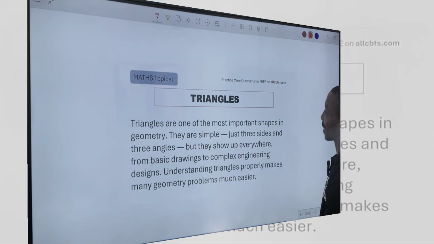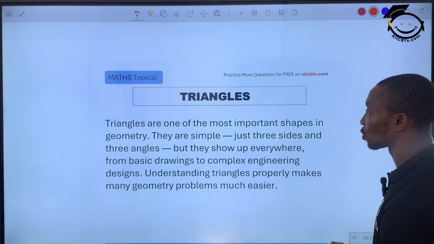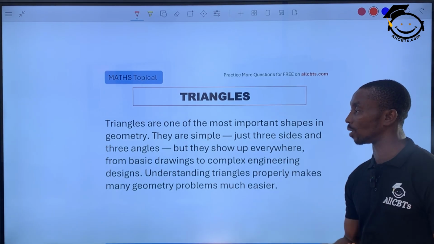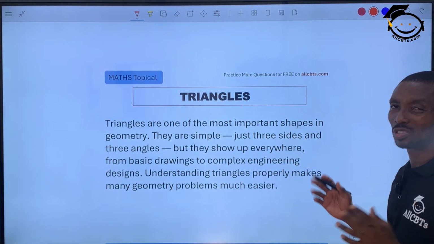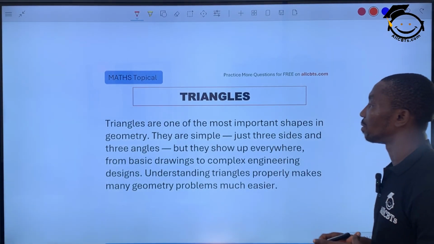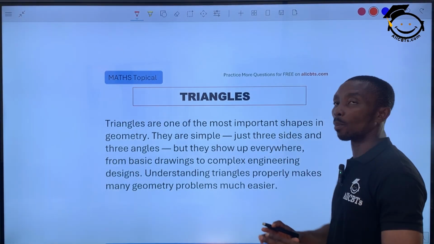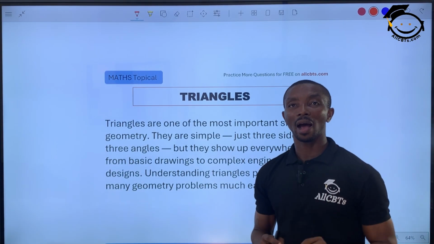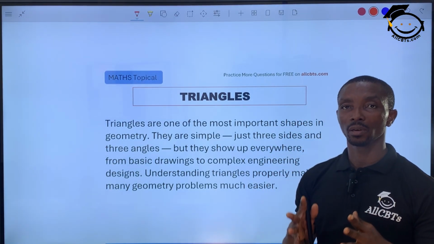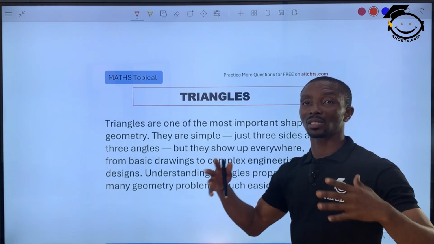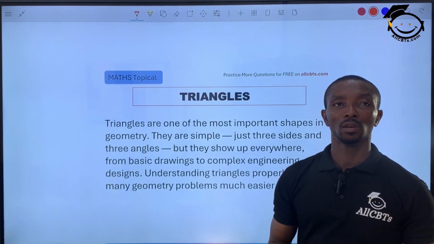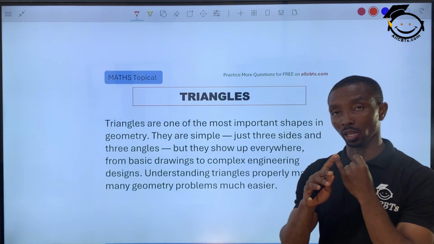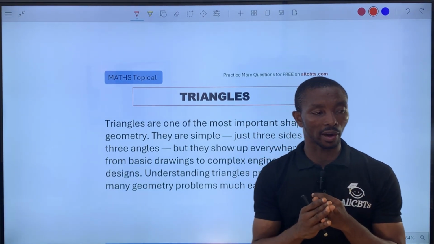Okay, so our next topic we have triangles. Triangles are one of the most important shapes in geometry. They are simple, just three sides and three angles. So basically every shape called a triangle has three sides and three angles. No matter the size of the triangle, no matter how big or small it is, as long as it's a triangle, it contains three sides and three angles.